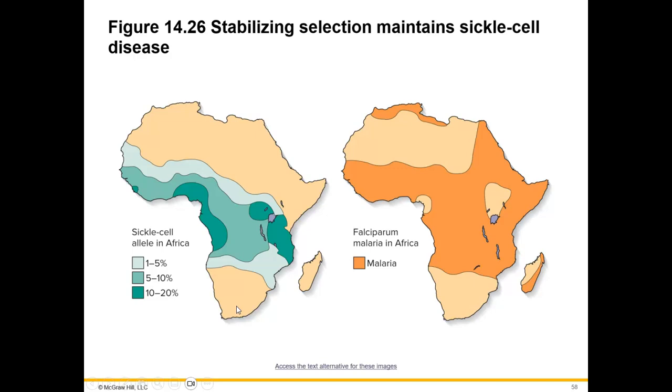This is just another example of that map that we looked at where we could see the sickle cell allele in Africa, how common it is compared to the widespread effect of malaria in Africa.